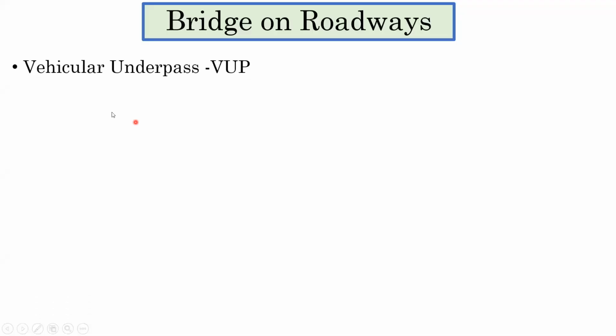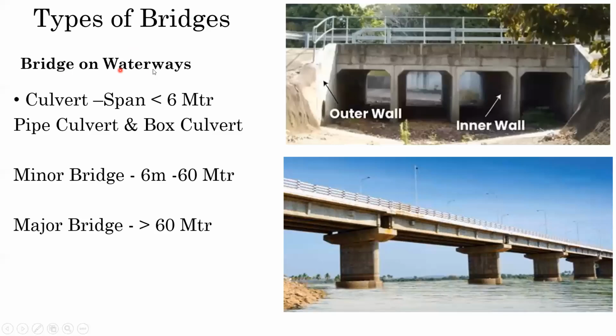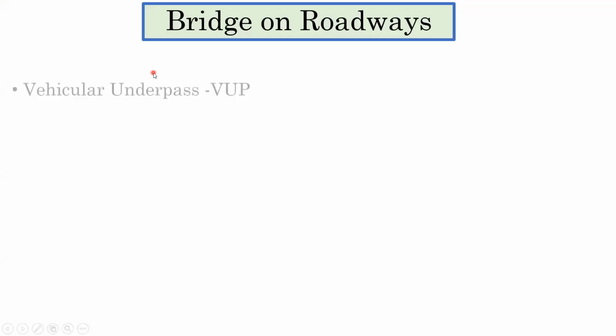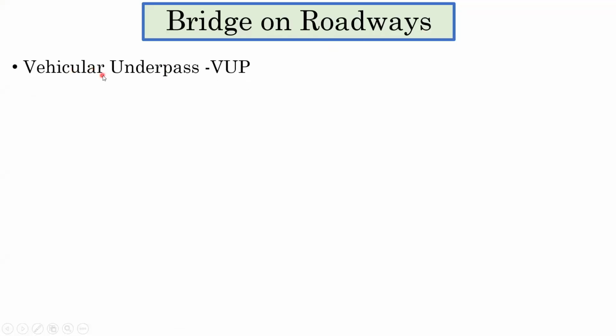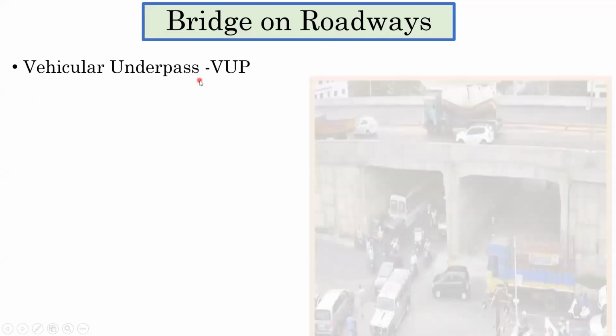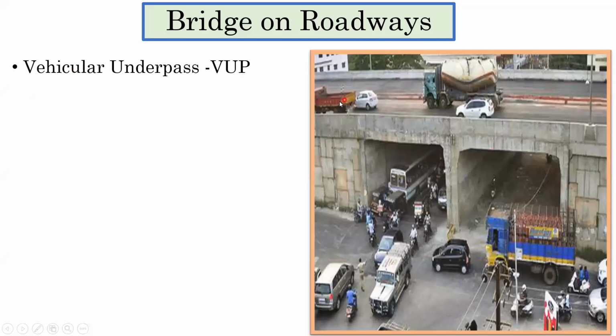Now, other than that, we have something called a vehicular underpass. That is, we call it VUP. Right now we understood about the bridges on the waterways. Next, we'll see bridges on the roadways. In that we have vehicular underpass, which we call VUP. You can see here over that we have a vehicle passing, and underneath also we have a vehicle passing, isn't it? So this is called a vehicular underpass.